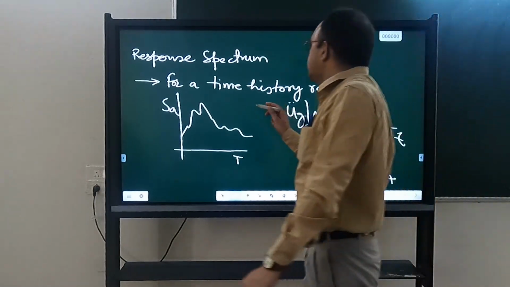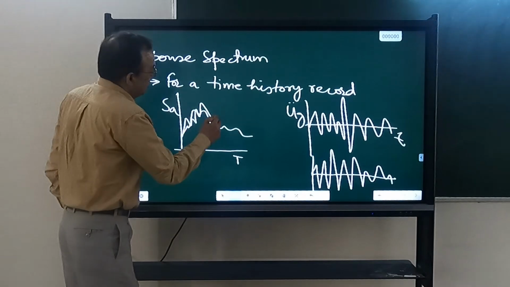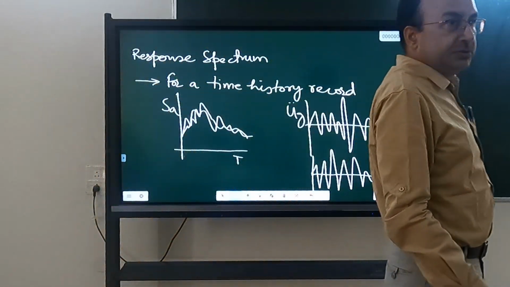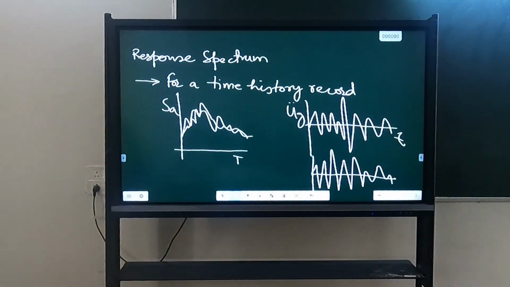But I can do those statistical operations very easily here. If I have a response spectrum here, another response spectrum here, I can take the average of those. So these statistical operations are done on response spectra. That's why those attenuation relationships which we are talking about are also in terms of response spectrum.